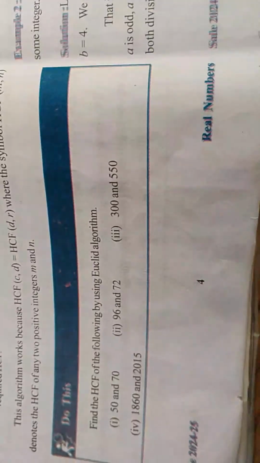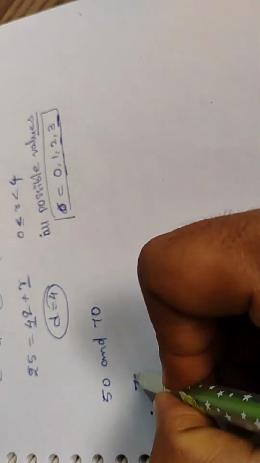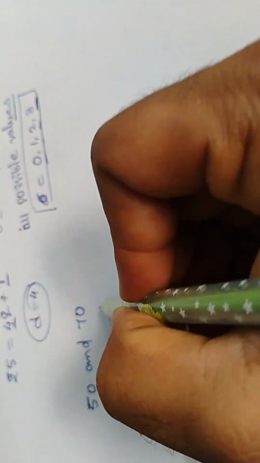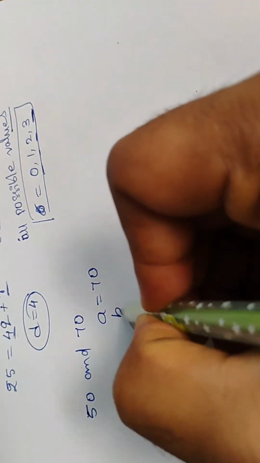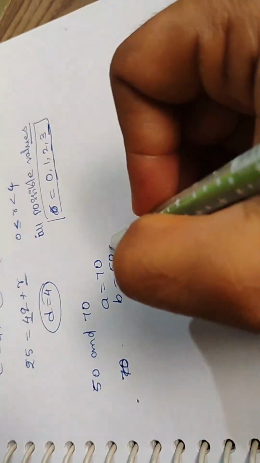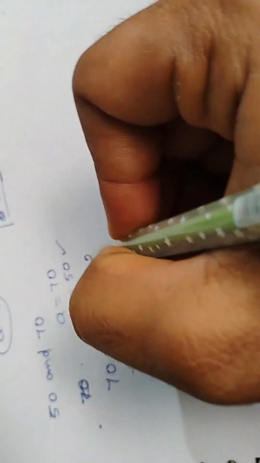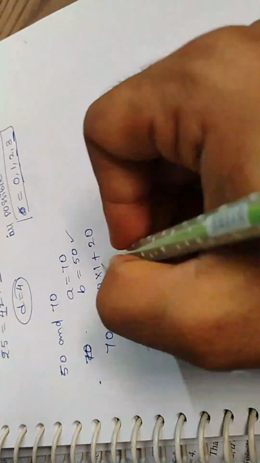Here look at example problems also. Find the HCF of 50 and 70 using the division algorithm. We have to take a is equal to 70, b is equal to 50. Then 70 is equal to 50 into 1 plus 20. 50 into 1 is 50, 50 plus 20 is 70.